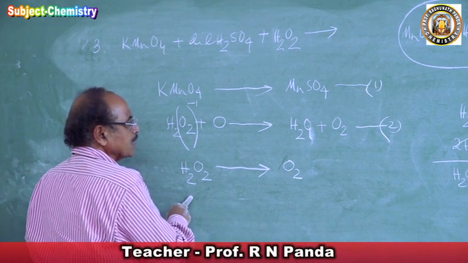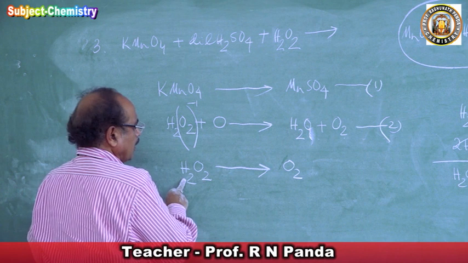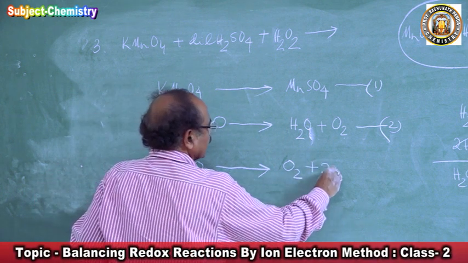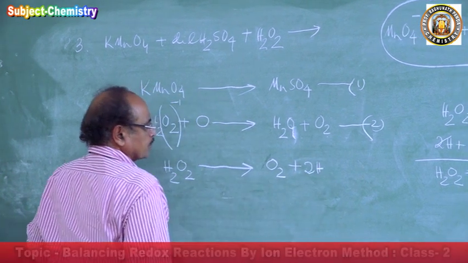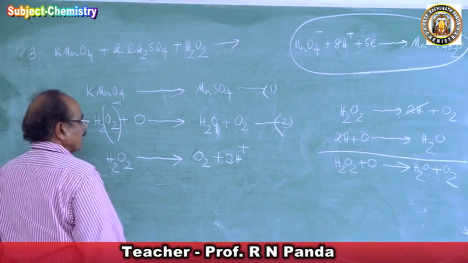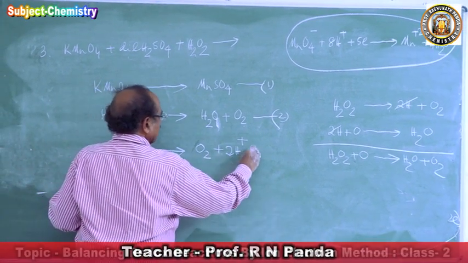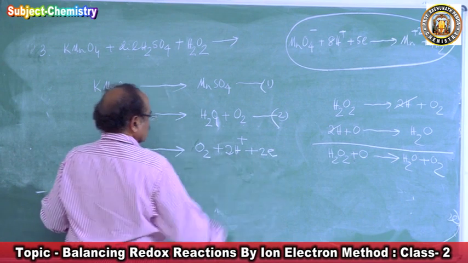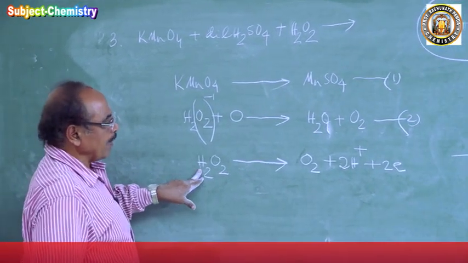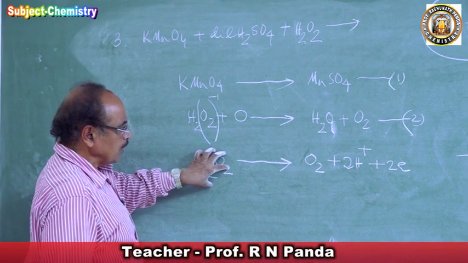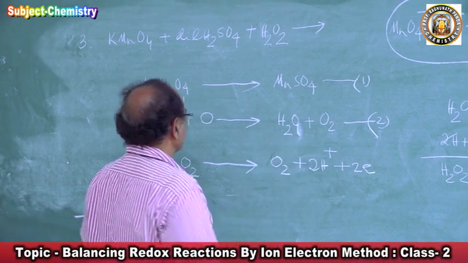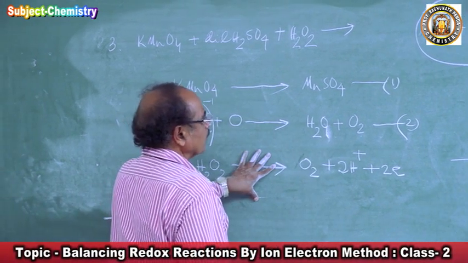So what is to be balanced now? The hydrogen. So we'll have 2H plus. Balance the hydrogen atoms by adding hydrogen ions. Then balance the positive charges by adding electrons. We will add 2 electrons. So the ionic form of hydrogen peroxide is H2O2 forms O2 plus 2H plus plus 2 electrons. So this is the equation for hydrogen peroxide.